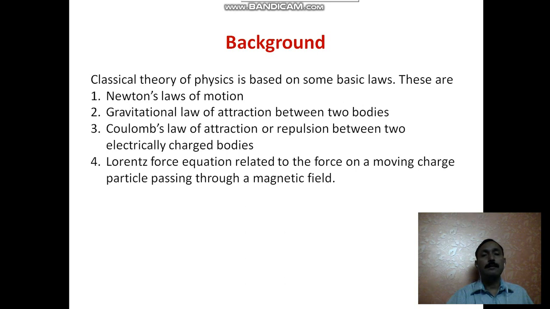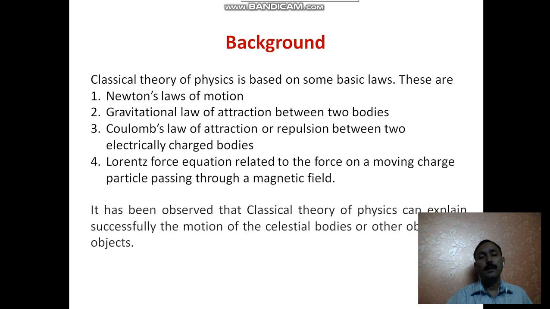Background. Classical theory of physics is based on some basic laws. Commonly, these are Newton's laws of motion, gravitational law of attraction between two bodies, Coulomb's law of attraction or repulsion between two electrically charged bodies, and the Lorentz force equation related to the force on a moving charged particle passing through a magnetic field. It has been observed that classical theory of physics can explain successfully the motion of the celestial bodies or other observable objects.